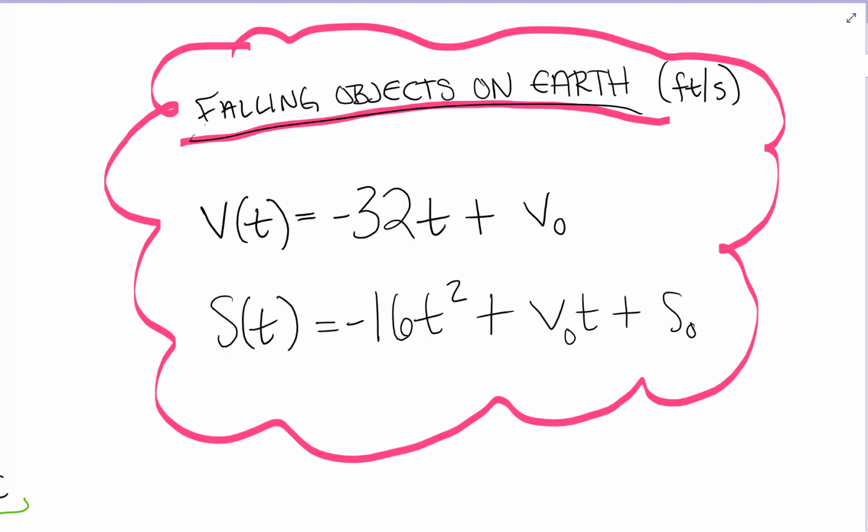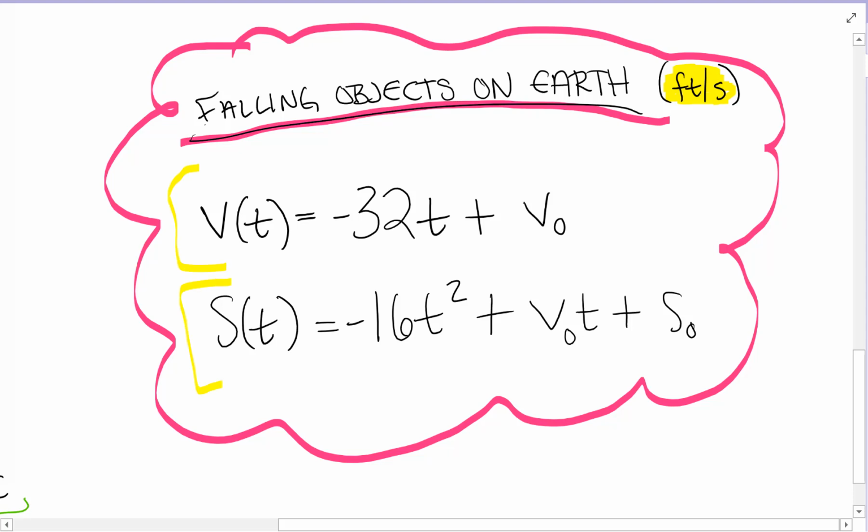Now, these equations that we just found actually work for many problems. Anytime that you have an object falling on Earth, and when those units are feet per second, then you can use this as your velocity equation and this as your position equation. And you would just plug in the initial velocity given to you in the problem and the initial position given to you in the problem.